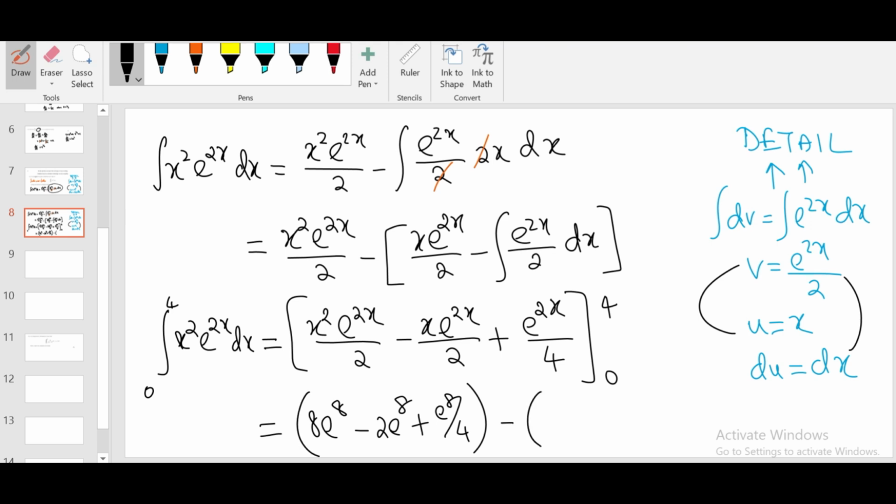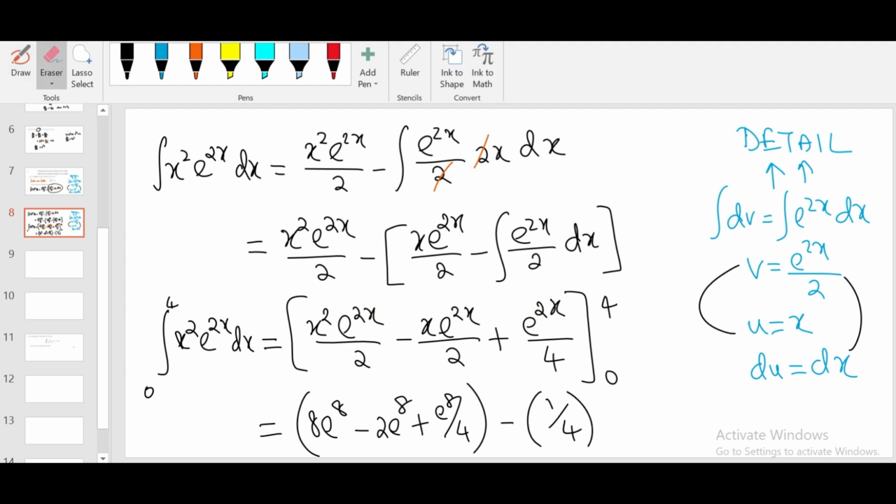Lower limit, just because the lower limit is 0, don't just put 0. Don't think that everything becomes 0. When you sub in 0, this becomes 0, this becomes 0. This is e power 0 is 1. So we will get 1 over 4. And then you need to simplify.